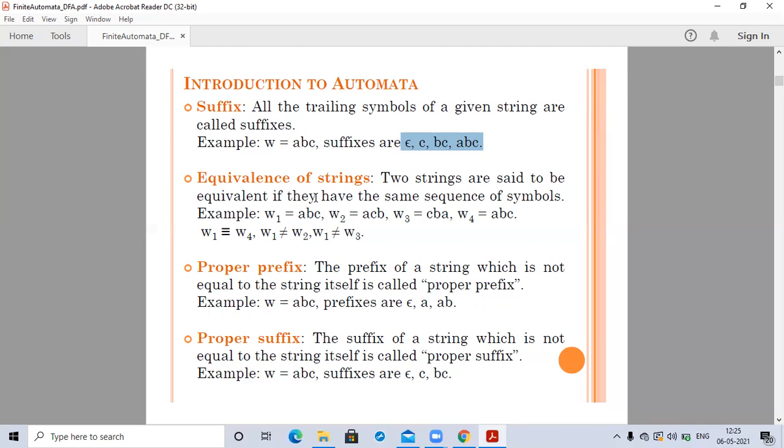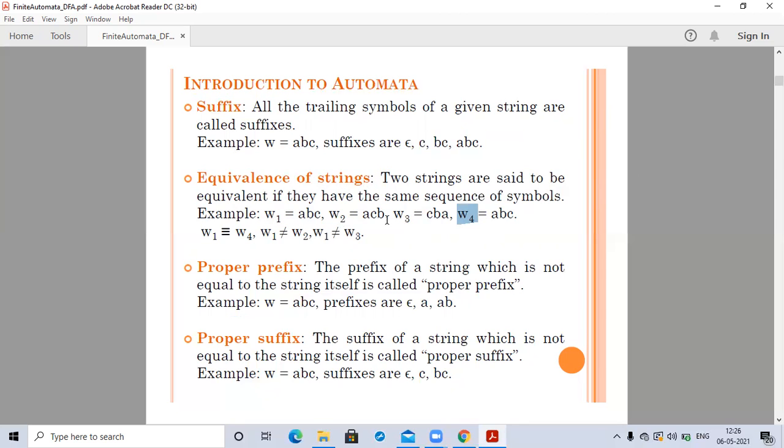So when we say two strings are equivalent, it means they have the same sequence of symbols. For example, if W1 is equal to ABC, W2 is equal to ACB, W3 is equal to CBA, and W4 is equal to ABC, then W1 is equivalent to W4, because in both we have ABC. The symbols appear in the same sequence.